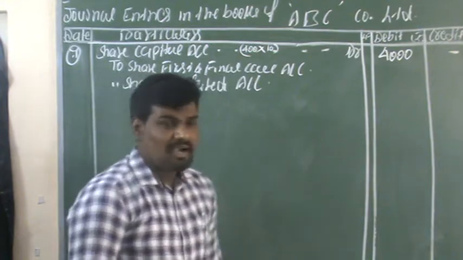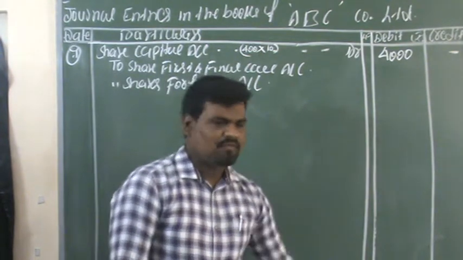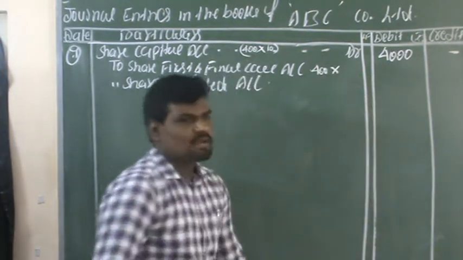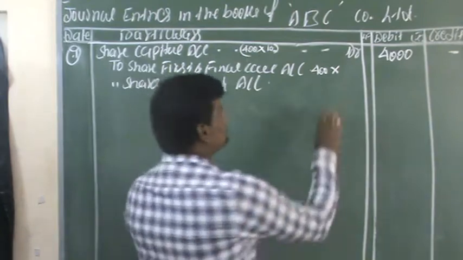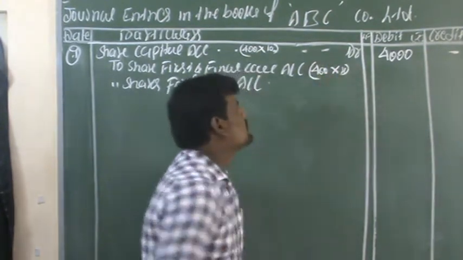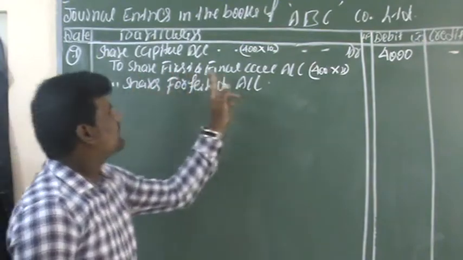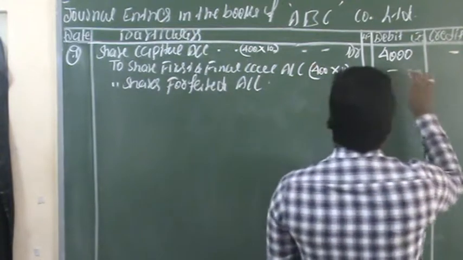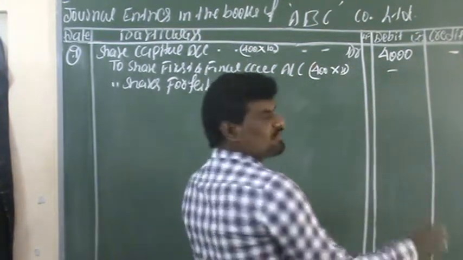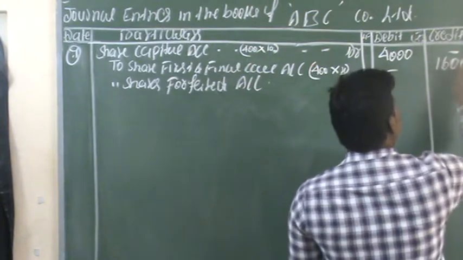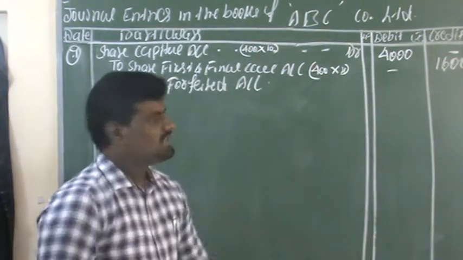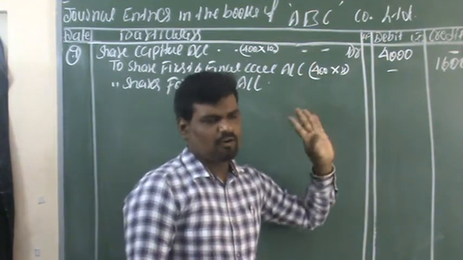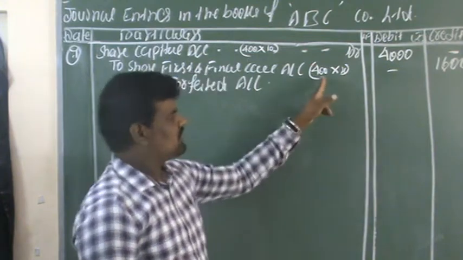We are not receiving this amount at the time of first and final call. So 400 shares into 4 rupees at the time of first and final call, so share first and final call account 400 shares into 4. 400 shares into 4 per share means we will get 1,600 rupees. Is it clear? At the time of first and final call, each share's 4 rupees is payable.